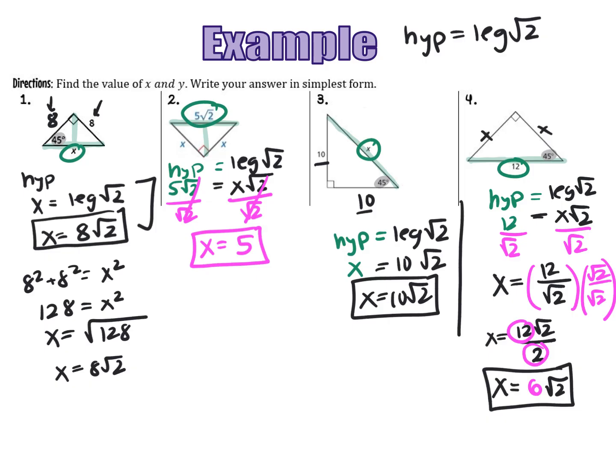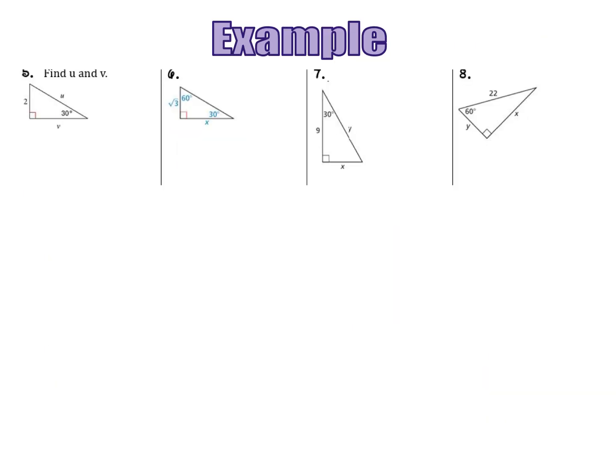Let's look at some examples of 30, 60, 90 triangles. All right, here we have 4 examples that are 30, 60, 90 triangles. What I want you to do is to pause the video and highlight or identify the hypotenuse, the shorter side, and the longer side, remembering that the shorter side should be across from the 30-degree angle and the longer side should be across from the hypotenuse.